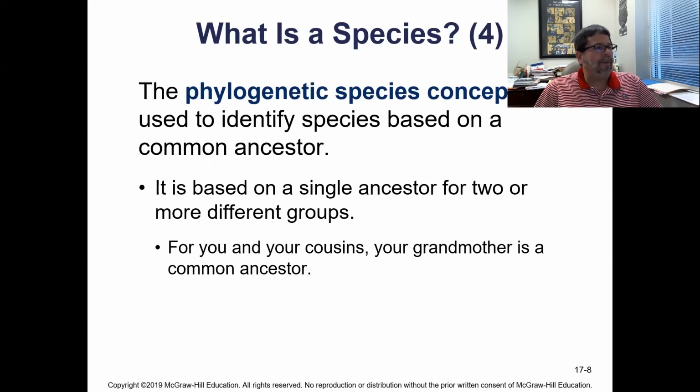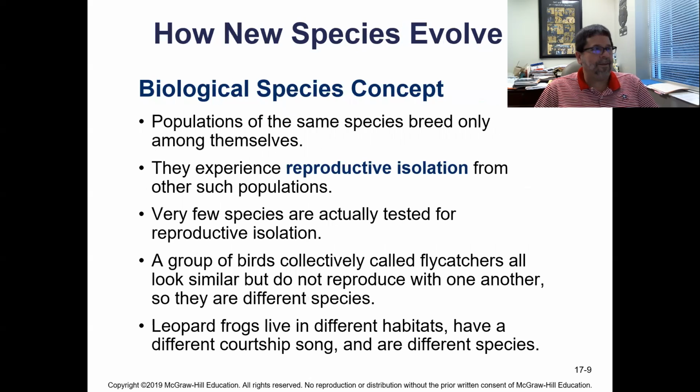And then we have the phylogenetic species concept. It's used to identify species based on a common ancestor. It's based on a single ancestor for two or more different groups. For example, you and your cousin and your grandmother would have a common ancestor.